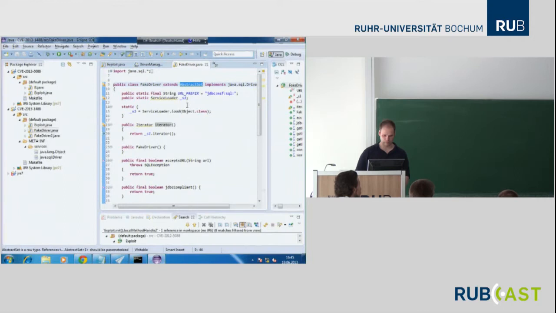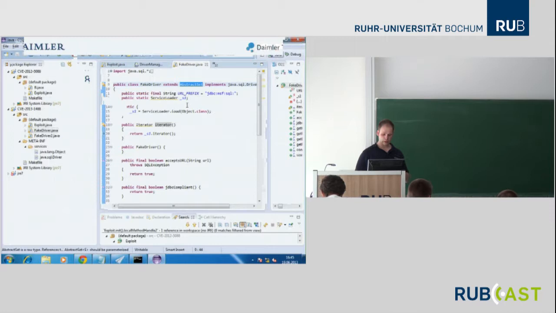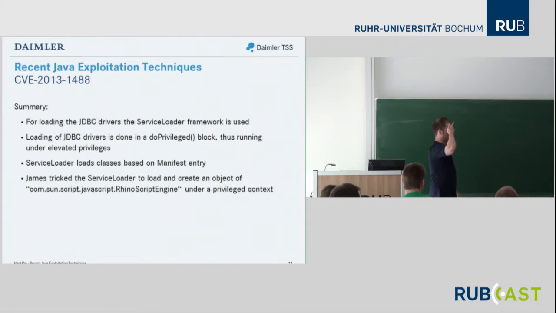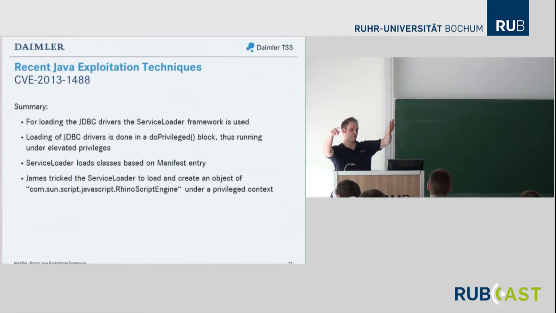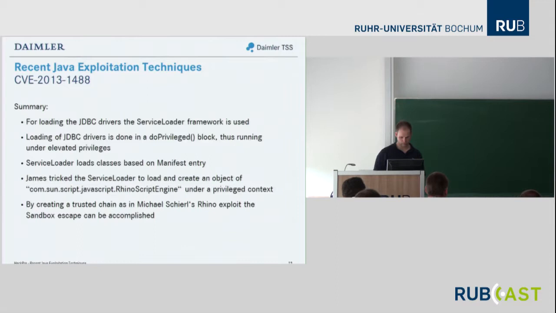Okay, back to the PowerPoint. And for the exploitation step, James used the same method like Michael in his Rhino exploit. He was using the Rhino script engine. What you can do with this Rhino script engine is usually you have Java code, and from there you call JavaScript code, and from there you can also call again Java code. So this is all done in this Rhino script engine. It's a script engine from Mozilla. And what he did, he was creating a trusted chain, which was instancing, creating this Rhino script engine and putting some interesting code in there, and suddenly disabling the security manager by using this Rhino script engine code.